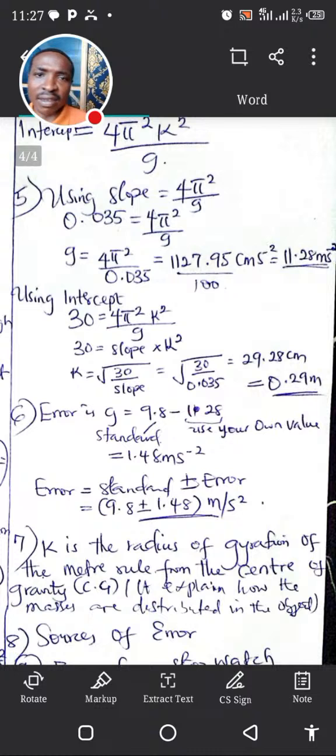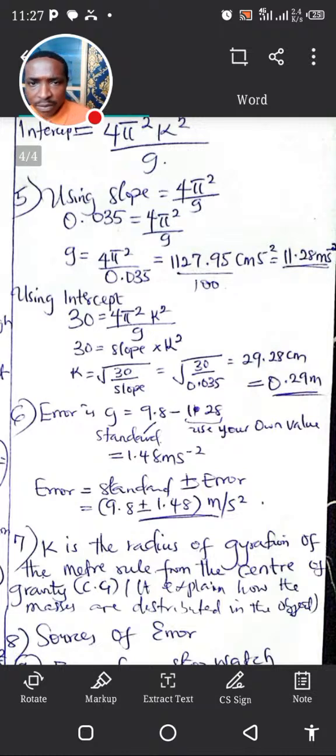So 4 pi square divided by your slope will give you about 127.95 centimeter per second square. Now to get meter per second square, divide by 100, and that will give us 11.28 meter per second square. Now we've gotten our G.